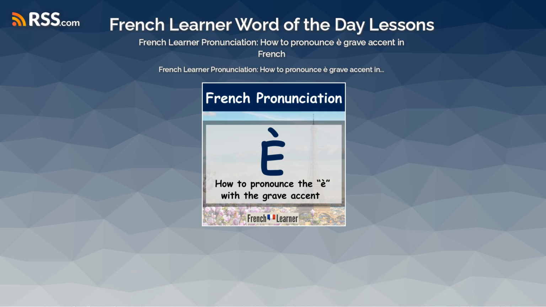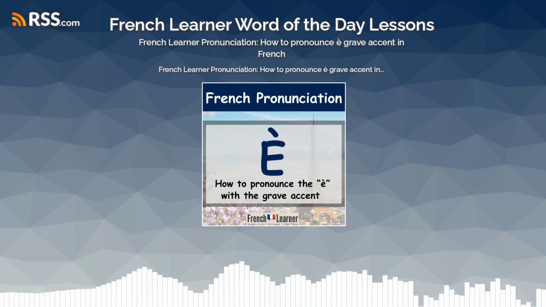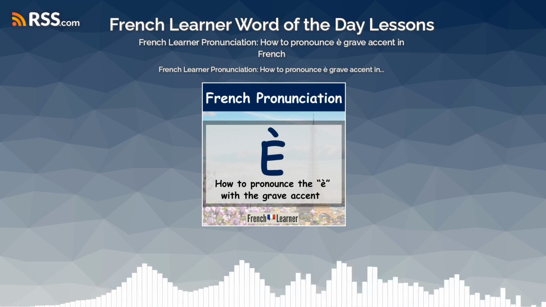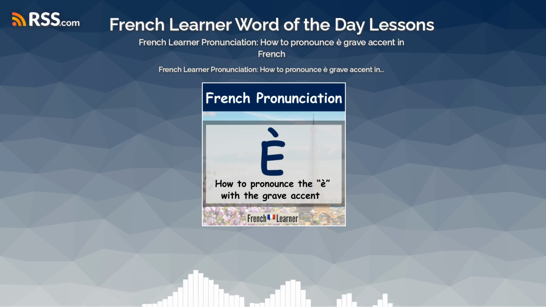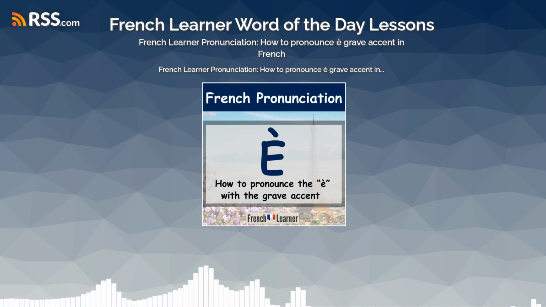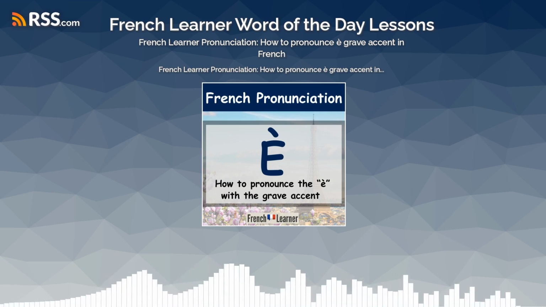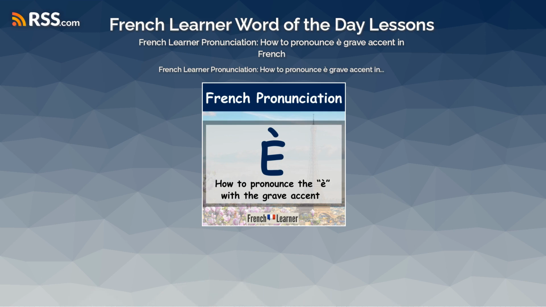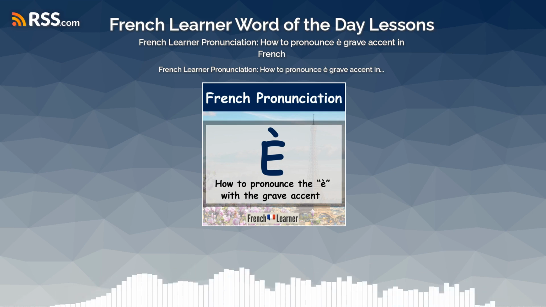Mère. Another common word with a downward slanting accent grave over the E is brother in French, and the word is frère. Frère. So our example sentence is, my brother's name is Guillaume, and he lives in France. Mon frère s'appelle Guillaume, et il habite en France. One more time, my brother's name is Guillaume, and he lives in France. Mon frère s'appelle Guillaume, et il habite en France.